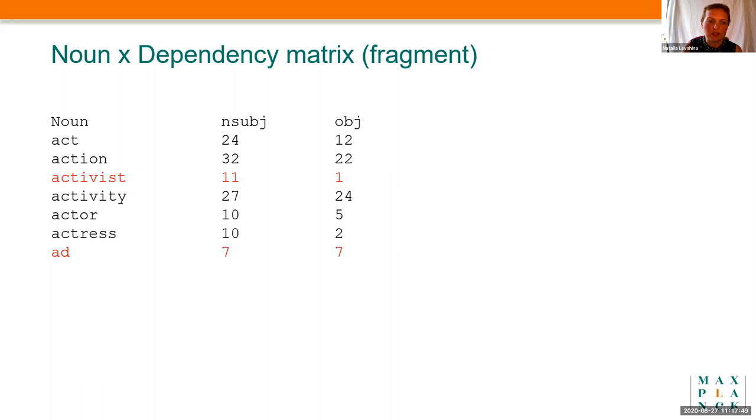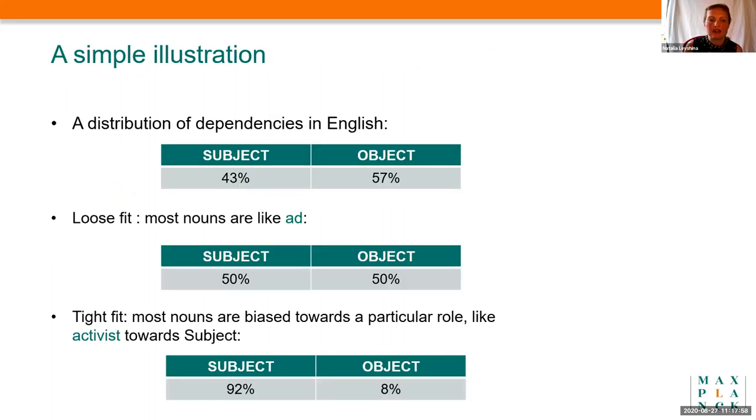I'll just give an illustration. For example, if activist has 11 occurrences as subject and 1 as object, and add has 7 each, and then if we consider that the dependencies are distributed in this way, 43% subject and 57% object, nouns only, then if a language has loose fit, most nouns will be like add.